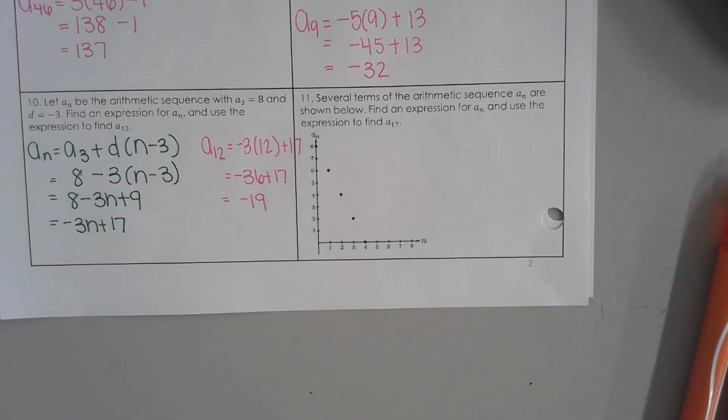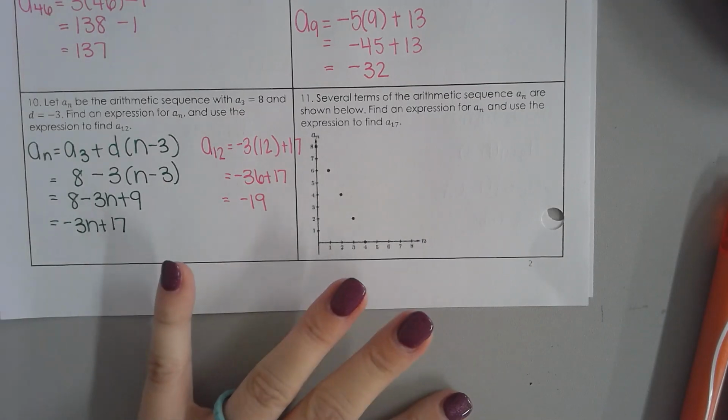Any questions? All right, several terms of the arithmetic sequence a_n are shown below. Find an expression for a_n and use that to find a17.